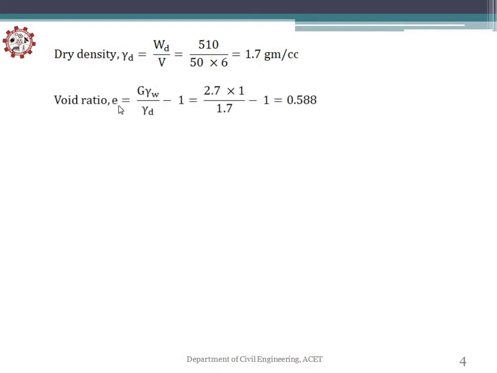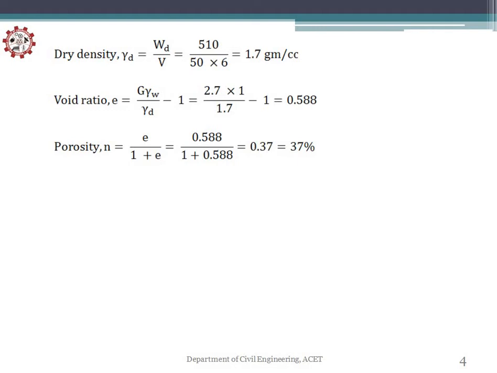Then we need to calculate the voids ratio. Why are we calculating voids ratio and gamma d? Since we need to calculate porosity, as the seepage velocity is taken as discharge velocity upon porosity. So that's why we are calculating these values.